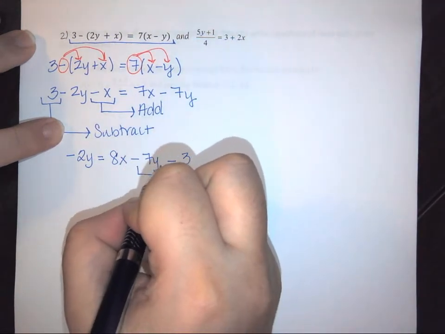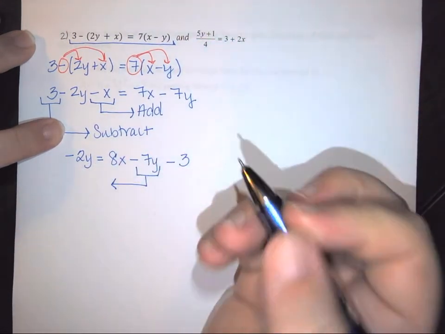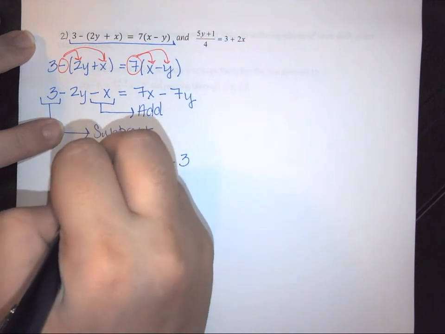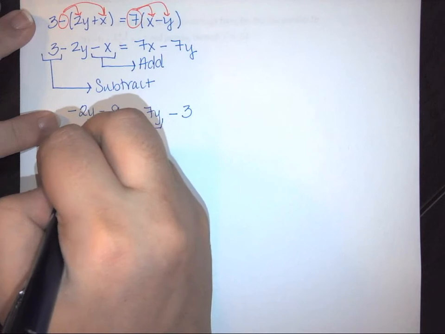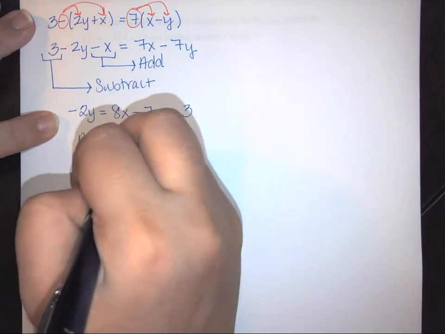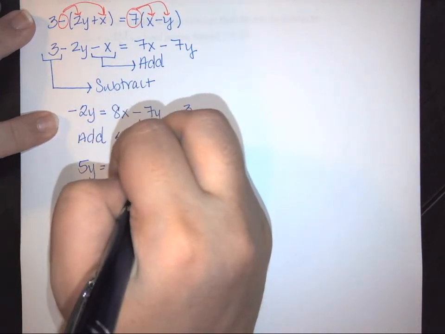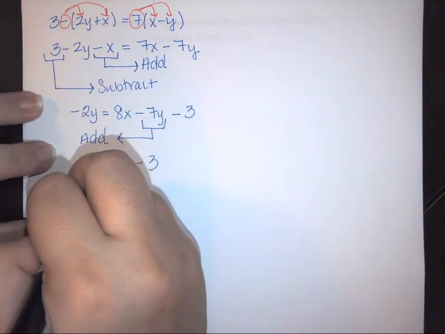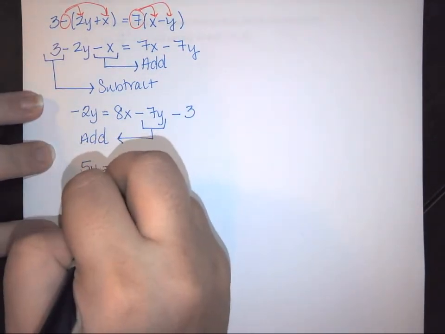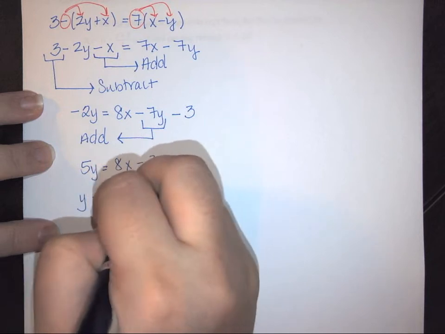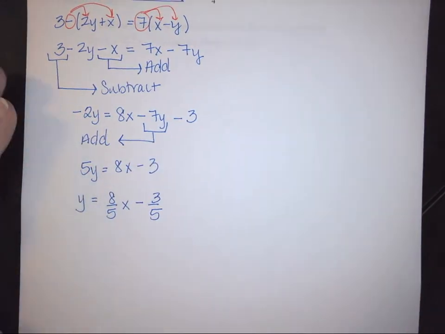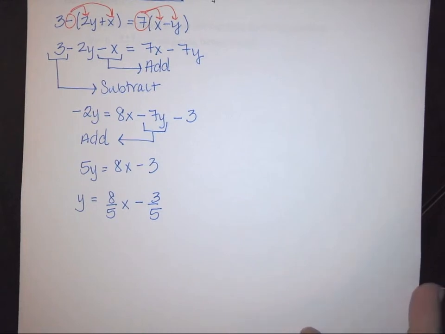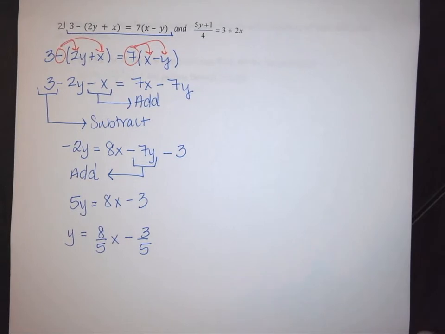I need to take my 7y and again move it. Since it's negative, to move it says I have to add. 7 minus 2 gives me 5y equals that 8x minus 3. Divide everything by 5, and y is going to be 8 over 5x minus 3 over 5. So that being said, that's my first equation. Now what I need to do is solve the second.